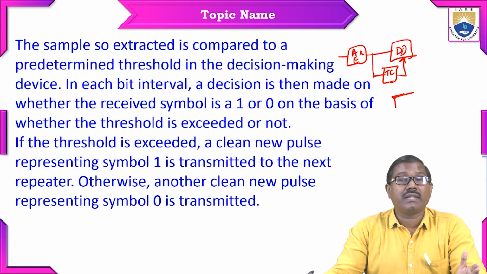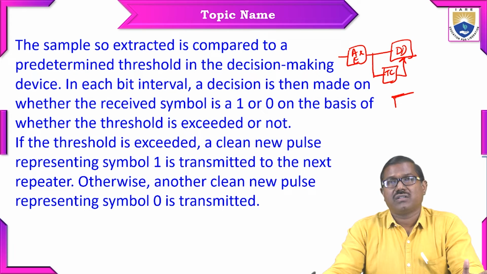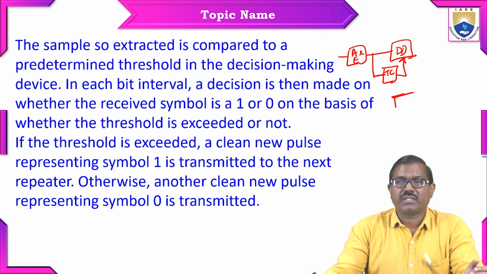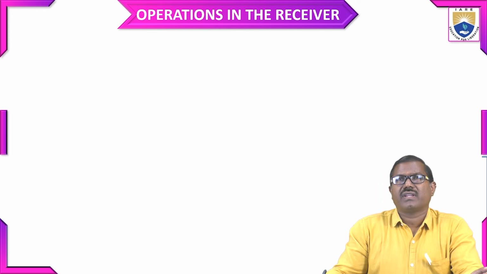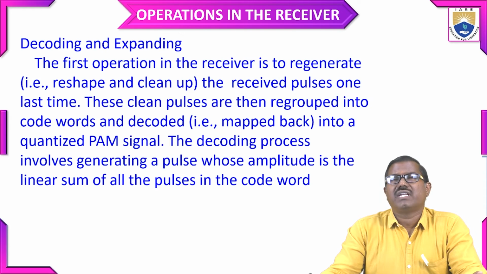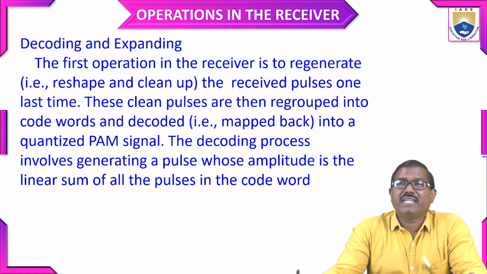So that's why binary is used. It is easy to generate and detect. So that is the important block, the regenerative repeater, which is discussed. And the next one is the receiver. So totally the PCM contains 3 important blocks. One is the transmitter, another one is the regenerative repeater, and the third one is the receiver.